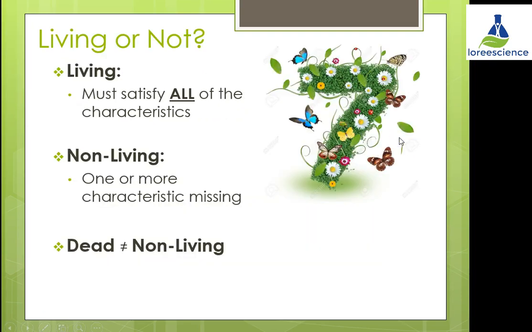So whether something is living or not, if it is living, it must satisfy all 7 characteristics, all of them. If one or more is missing, they're considered non-living. Even if one is missing, they're non-living. And we have to be aware of the fact that dead is not equal to non-living. Dead means that at one point in time they satisfied all the characteristics. Non-living means they never satisfied all 7.